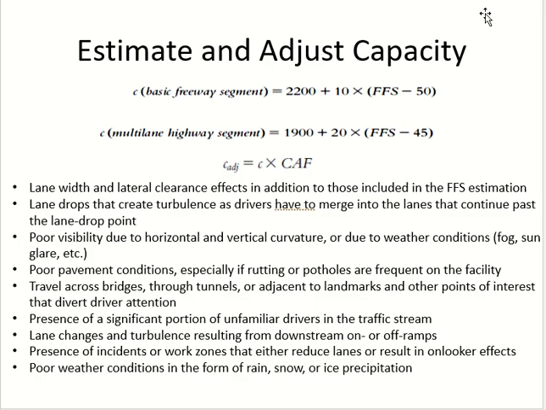We are dealing with the freeway, so the first equation. Free flow speed is 65, so the capacity is how much? 2345.